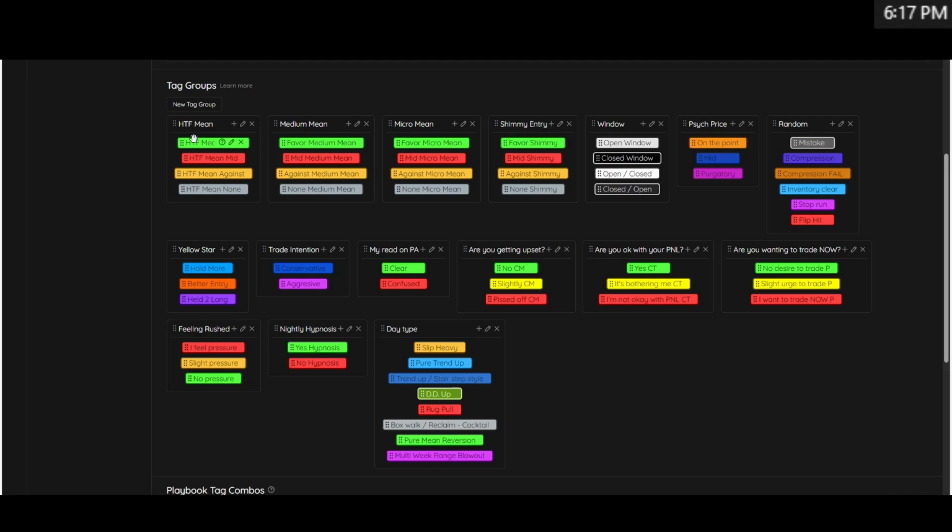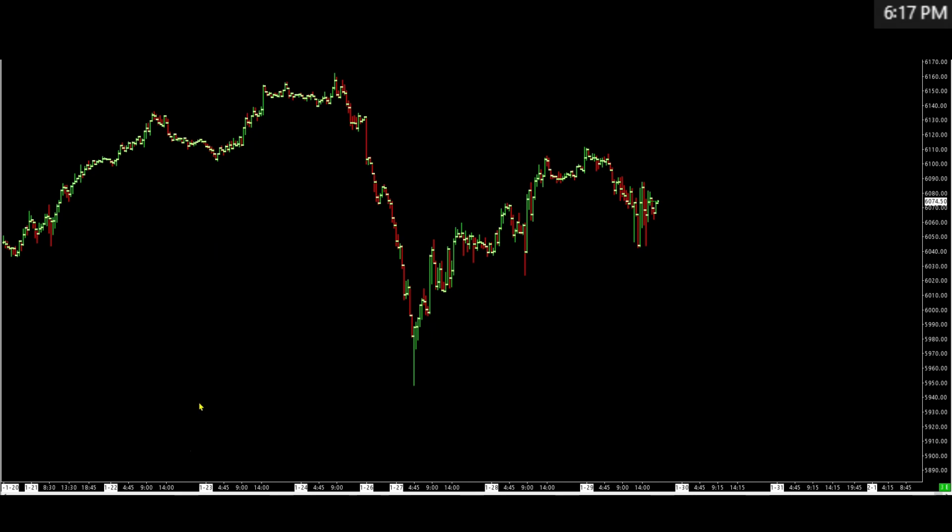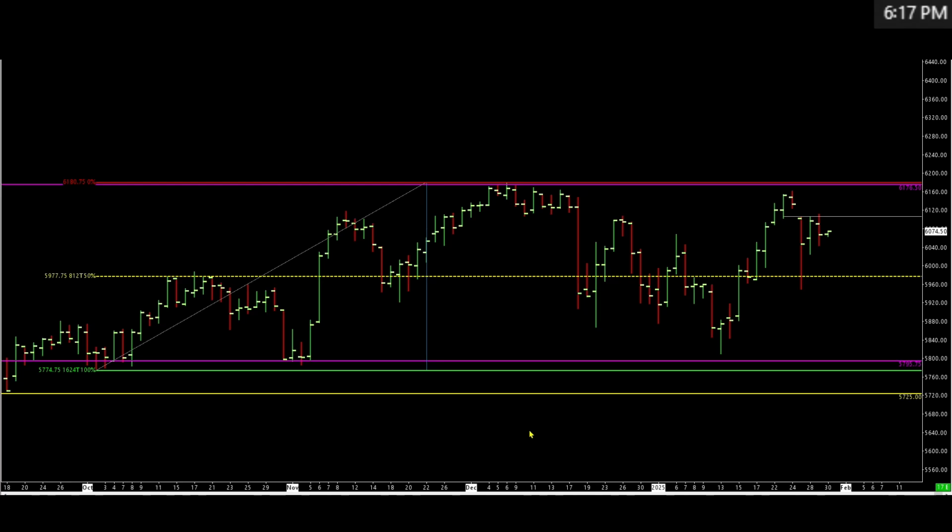So high time frame ranges for me are going to be anything on a daily chart or a 30-minute chart, and it can go weekly, assuming we've been in a range for like months. Typically that's not the case. So this is Sierra Charts. We're going to go to a daily.